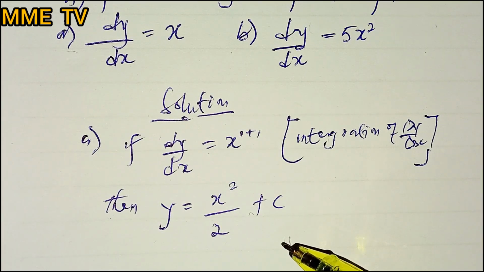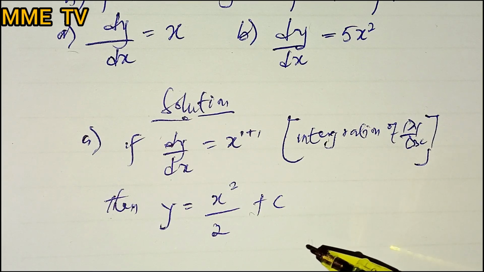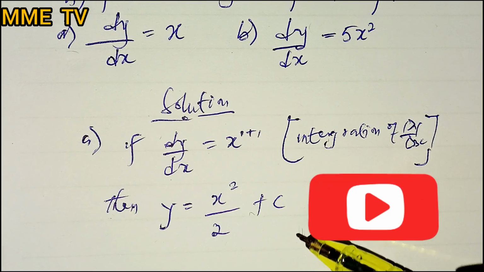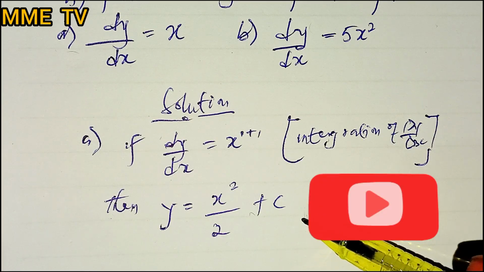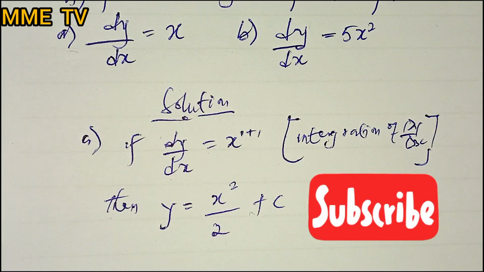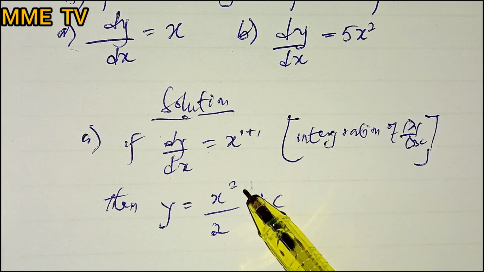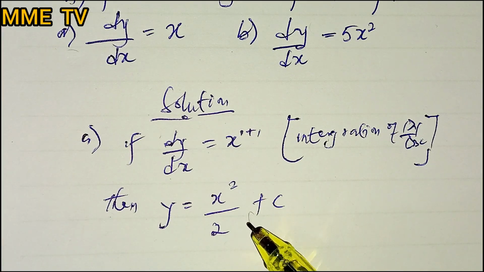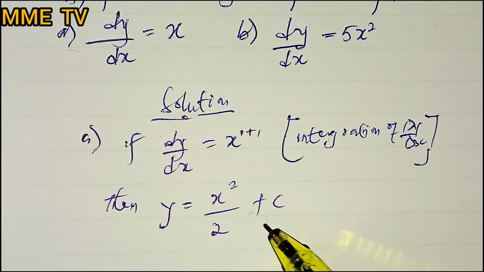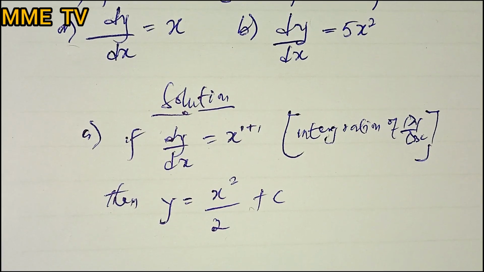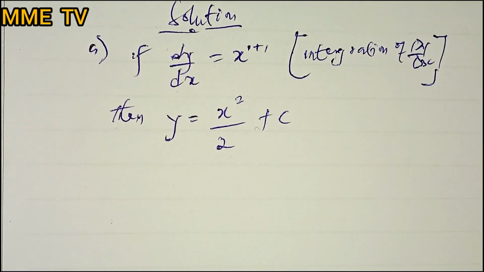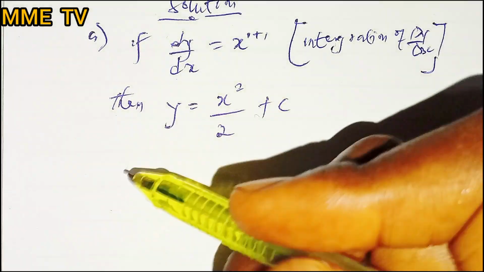Now, what does this particular c stand for? It stands for something called the constant of integration, or you can perhaps just call it a constant. So it means that y is equal to x raised to the power of 2 over 2, plus the constant.